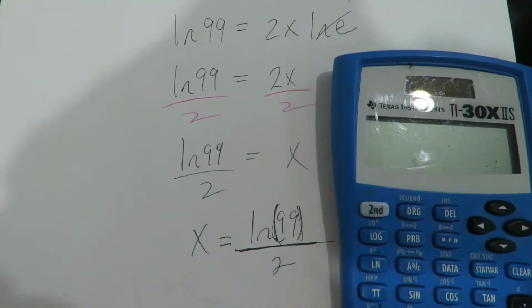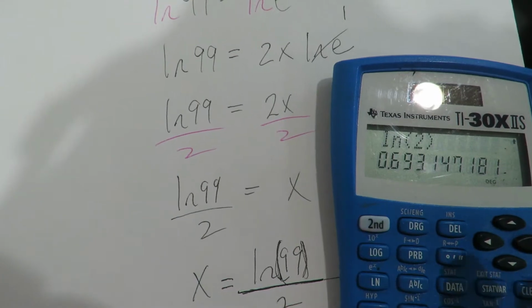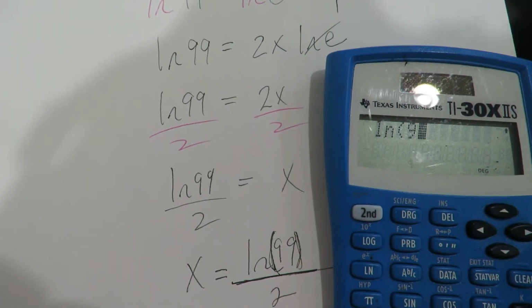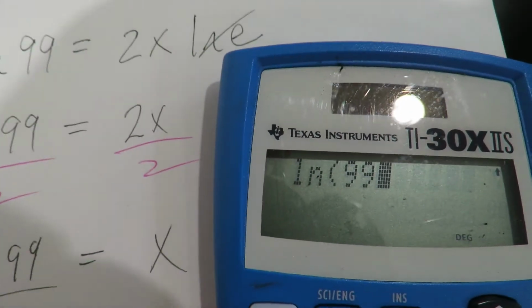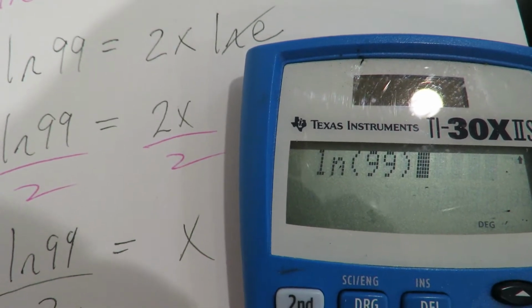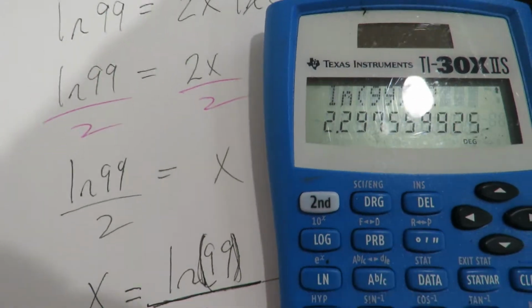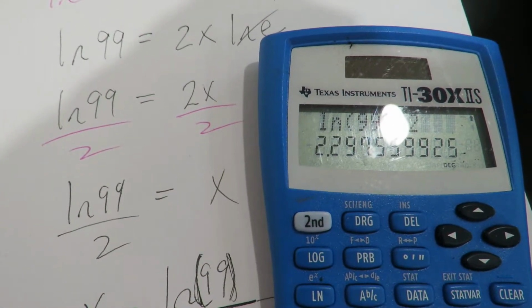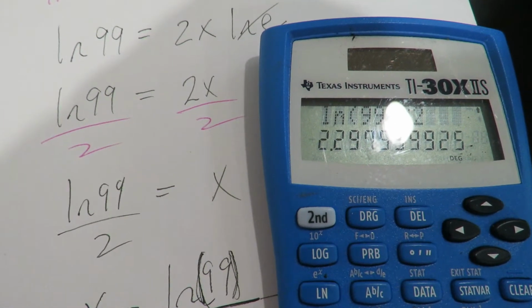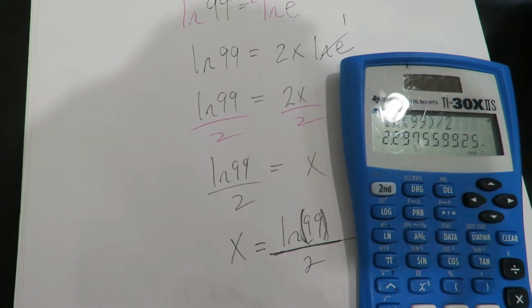All right, so let me see here. I'm gonna do ln of 99. Now notice after the 99 here, I'm gonna close the parenthesis. And then I'm going to divide it by 2 because I don't want the 2 in there. Alright, so what are we getting? 2.298.